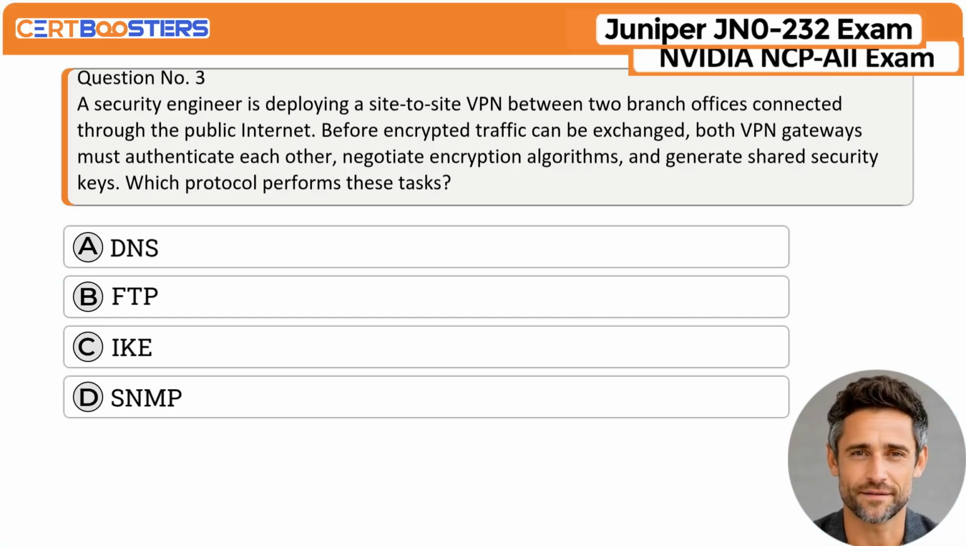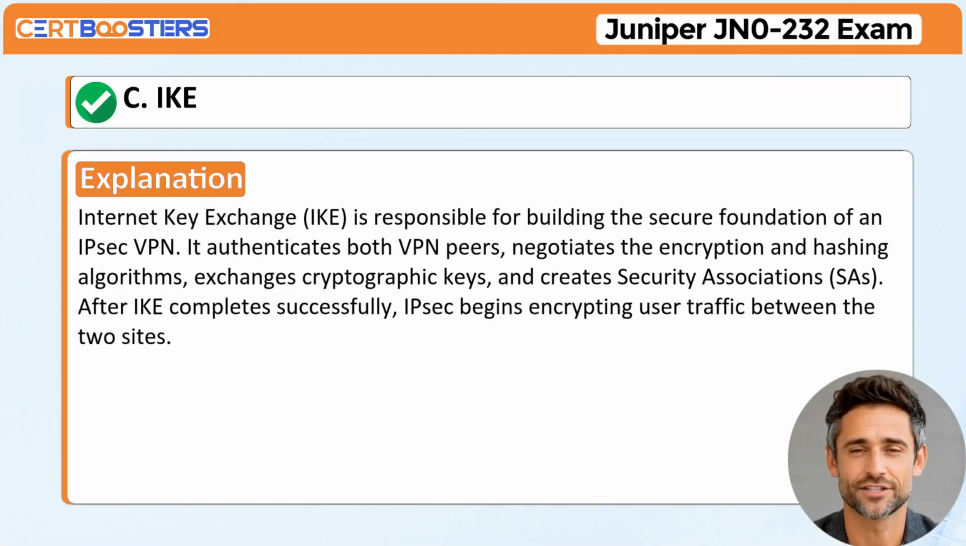Question number 3. A security engineer is deploying a site-to-site VPN between two branch offices connected through the public internet. Before encrypted traffic can be exchanged, both VPN gateways must authenticate each other, negotiate encryption algorithms, and generate shared security keys. Which protocol performs these tasks? A. DNS. B. FTP. C. IKE. D. SNMP.